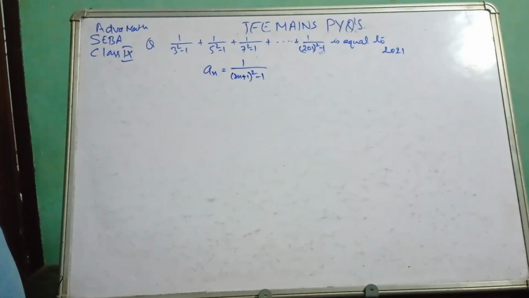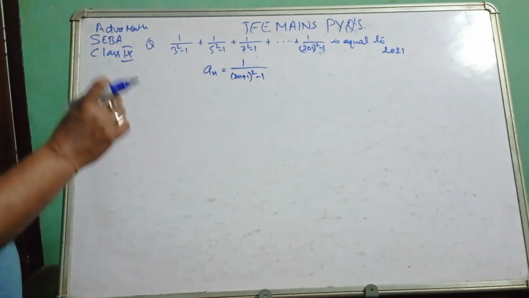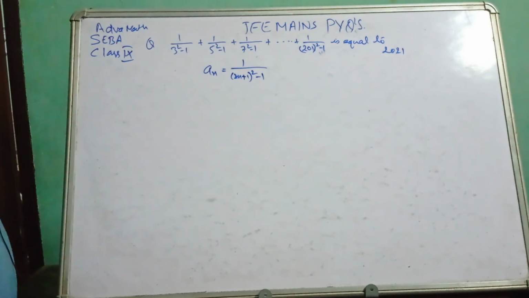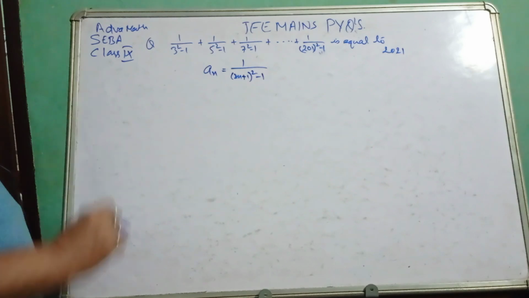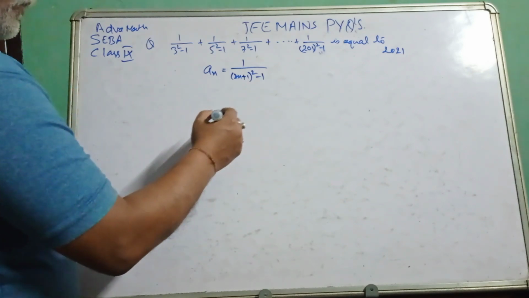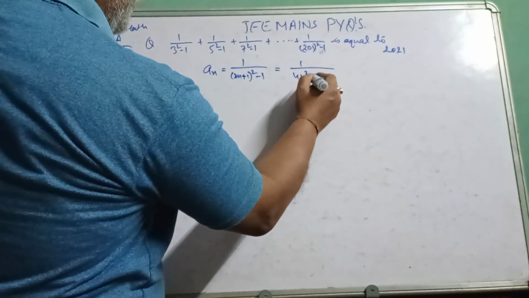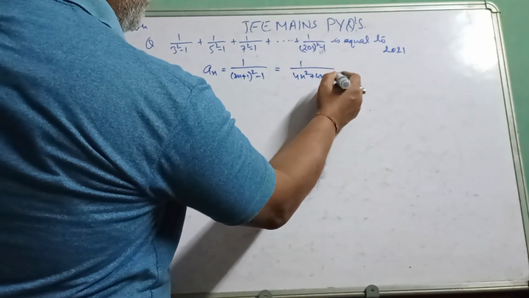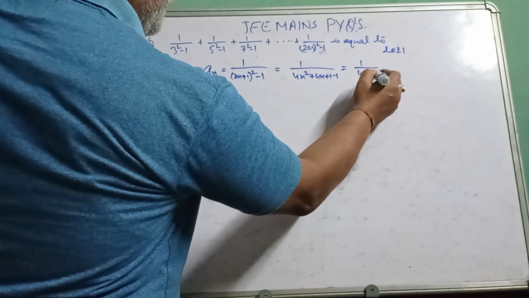First of all you find out the nth term, then you find out a1, a2, then you sum it up. Such type of questions you have done in advanced maths in SEBA for class 9. So here this will be equal to 1 by 4n square plus 4n plus 1 minus 1. So this will be 1 by 4n square plus 4n.